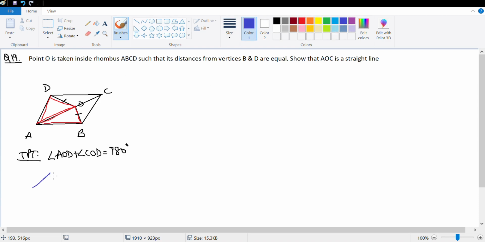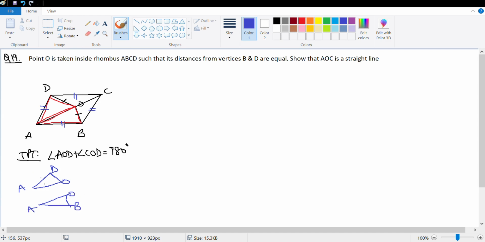So I have A, and let me mark what all I already know. This is given equal, and all four sides are equal. This is also given because this is a rhombus. So I am drawing triangle DOA. This is D, this is O, this is A, and I'm drawing triangle AOB. Let's see what all I know.